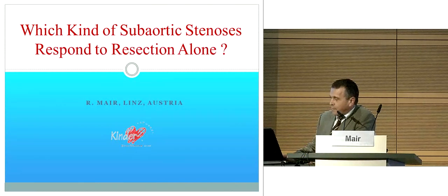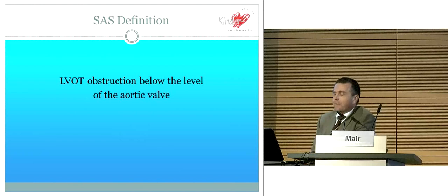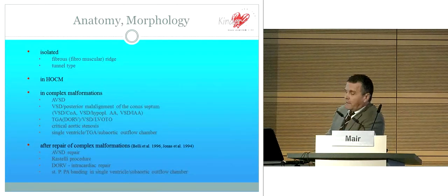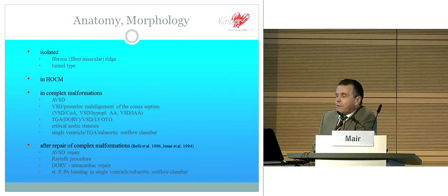So what are we speaking about? The definition of subaortic stenosis is a left ventricular outflow tract obstruction below the level of the aortic valve. That means that we don't need to talk about cusps or leaflets or commissures or anything like that. From the anatomy and the morphology, we know that this can be an isolated subaortic stenosis, a fibrous or fibromuscular ridge, or a so-called tunnel type.